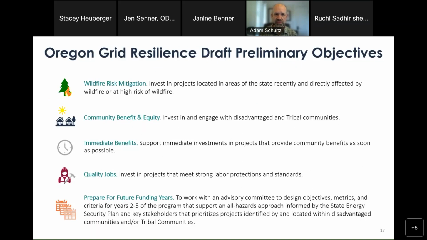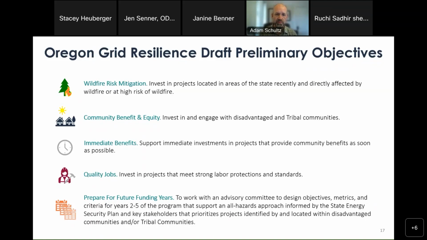Also identifying projects that are ready to go. So we're looking to support investment in projects that are really ready to go and can deliver immediate community benefits. So this is an area I'd mentioned that we're really looking for some feedback. What's the best way for ODOE to evaluate that a project is really ready to go? So I'd be curious to get input from utilities on that.